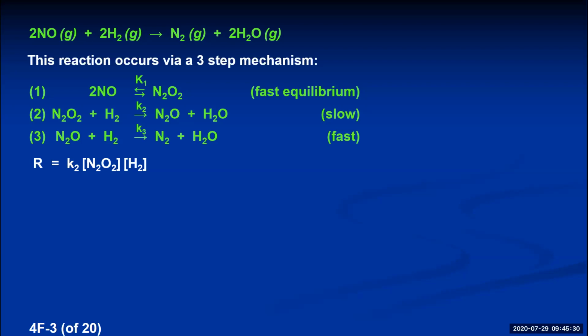Now, when you write a rate law, you always want to have the rate law showing rate is proportional to a constant, which is related to temperature, multiplied by the concentrations of the reacting molecules raised to some powers. And in this case, one of the substances in our rate law is N2O2. That is not one of the reactants in the overall reaction. In fact, it's not even a product. What it is, it's called a reaction intermediate.